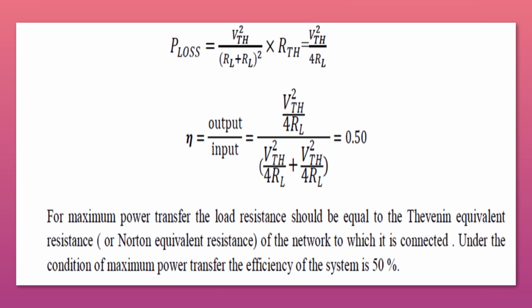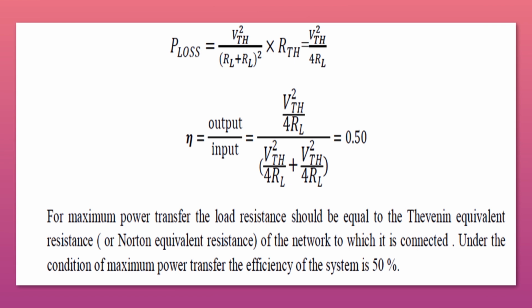Now you add this loss to the output, then you can find the input. So efficiency is equal to output upon input, and output is BTH square upon 4RL, and input is this plus this, meaning BTH square upon 4RL plus BTH square upon 4RL. After solving, you calculate efficiency is equal to 0.5, or efficiency is equal to 50%.